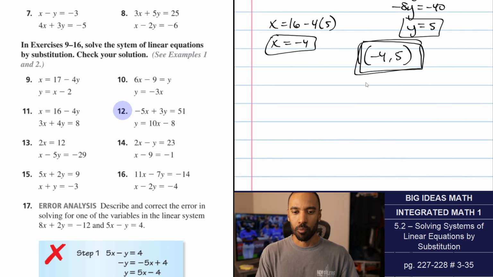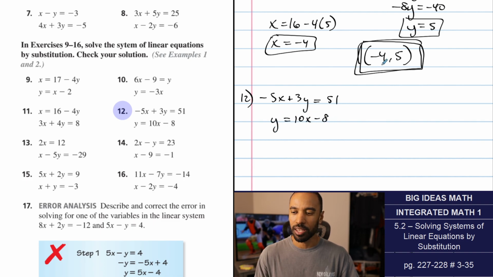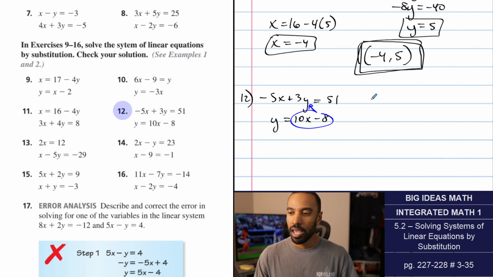On number 12, we have the y by itself in the bottom equation. So negative 5x plus 3y equals 51, and y equals 10x minus 8. So we'll substitute 10x minus 8 in for y in the top equation, in the other equation, and then you rewrite that equation with that in mind and solve for y. Solve for x, excuse me.